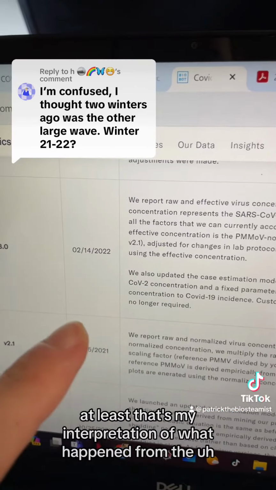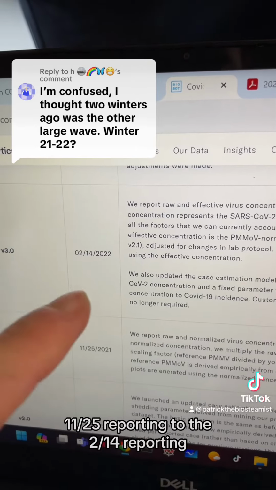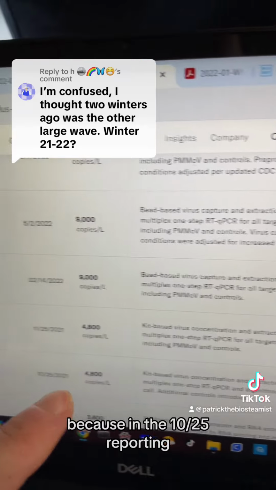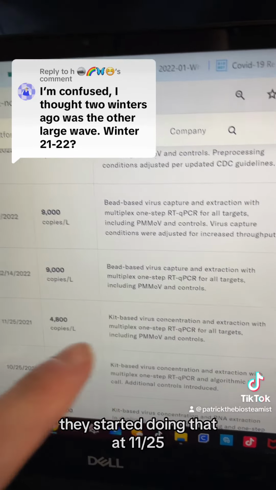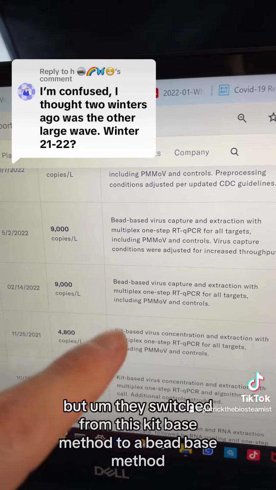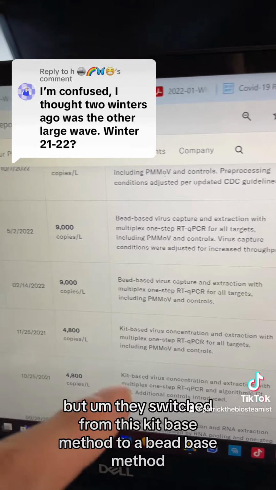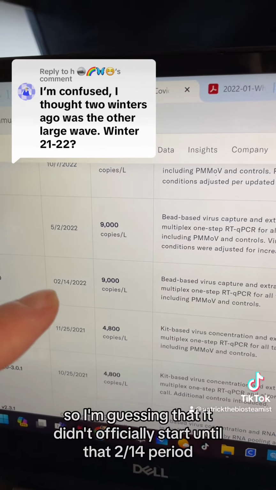At least that's my interpretation of what happened from the 11/25 reporting to the 2/14 reporting. Because in the 10/25 reporting, they didn't collect the PMMoV. They started doing that 11/25, but they switched from this kit-based method to a bead-based method, so I'm guessing that it didn't officially start until that 2/14 period.